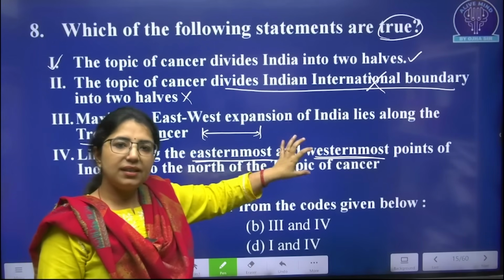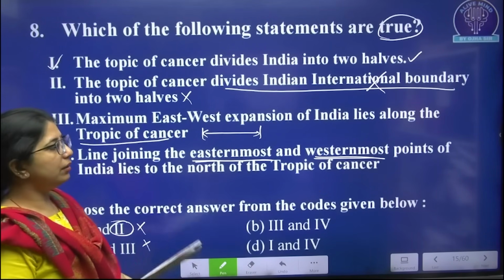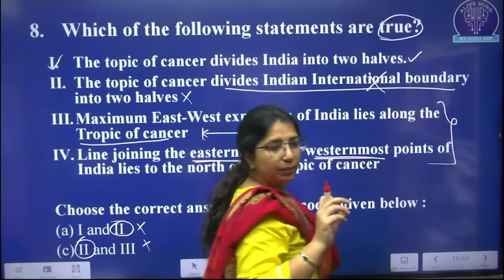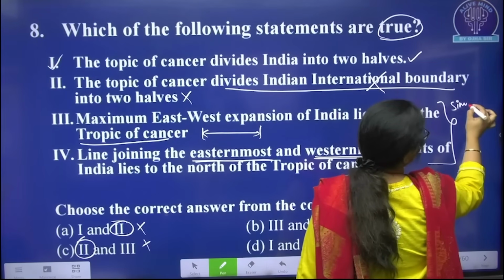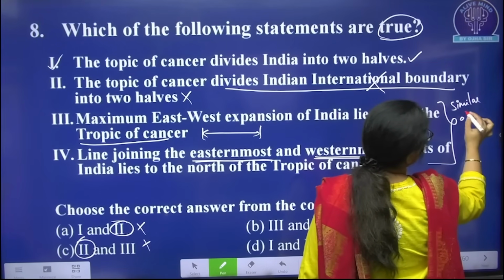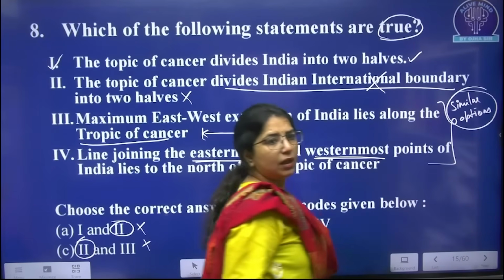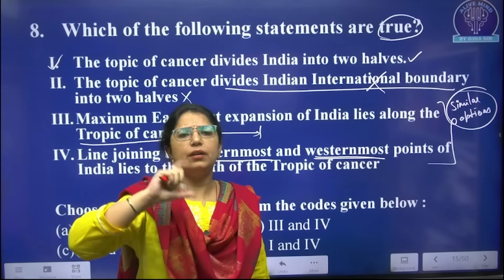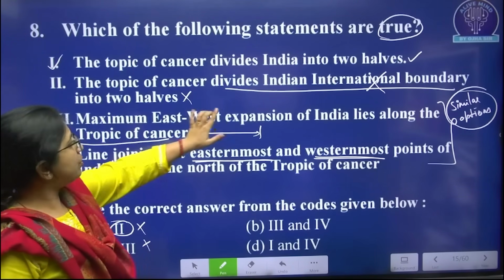UPSC has started asking these types of facts. They'll ask two similar options, what we call the elimination technique. There is a theme called similar options. They'll give you four options and out of them two will be similar. See here, maximum east-west expansion.